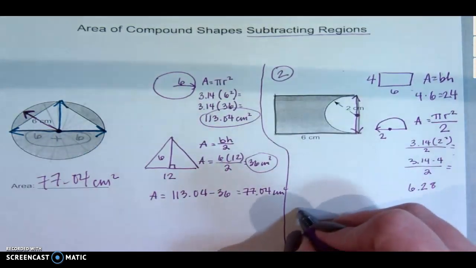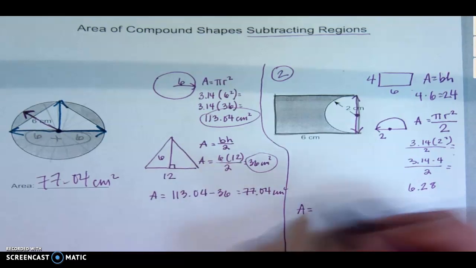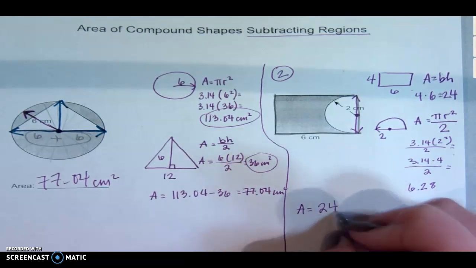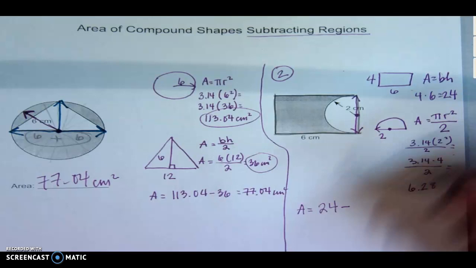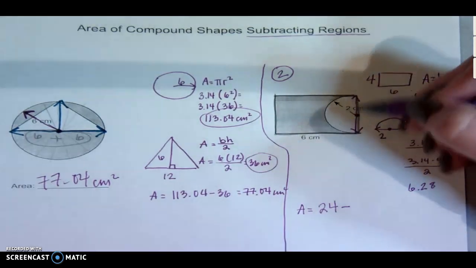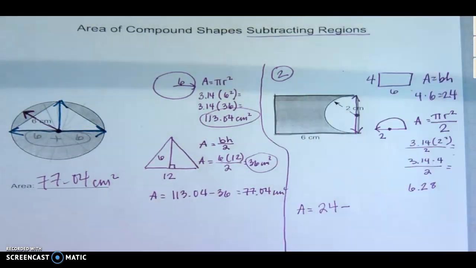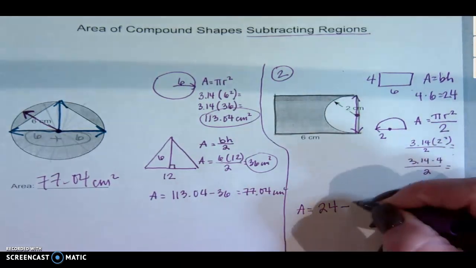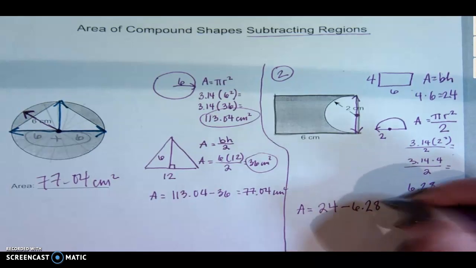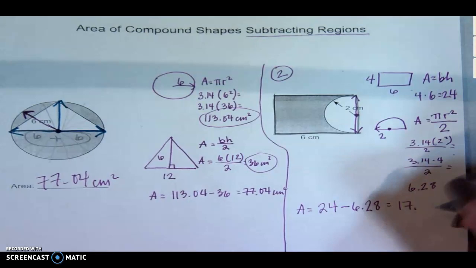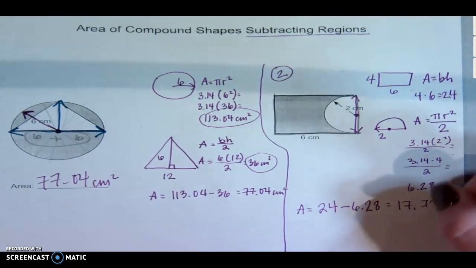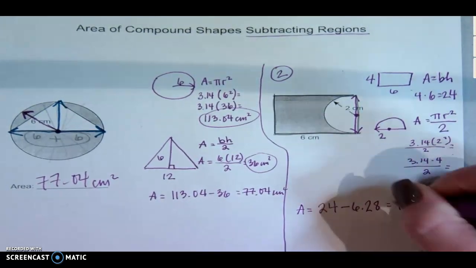And so for my final step, my area would be 24, area of this rectangular shape, minus, so since the semicircle has been taken out, I am subtracting. So that's a very important part of today's practice. You're subtracting this measure of the area of the semicircle for the final answer of 17.72 square centimeters.